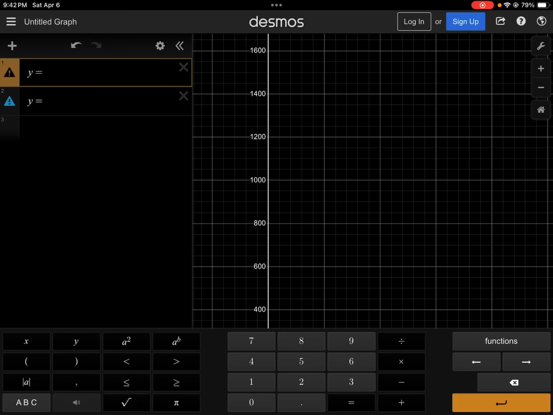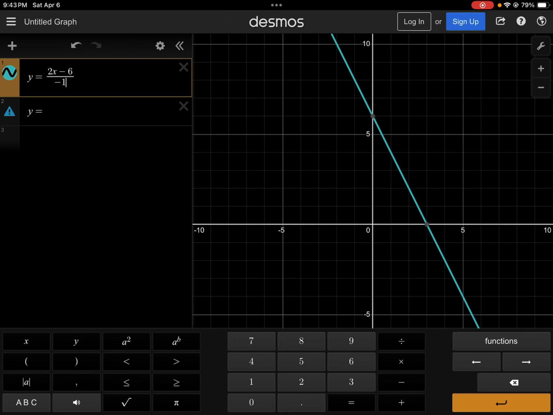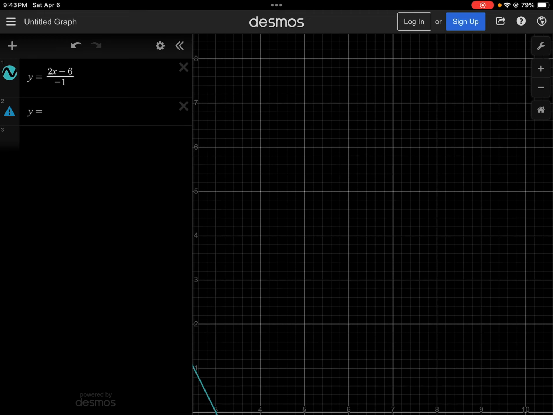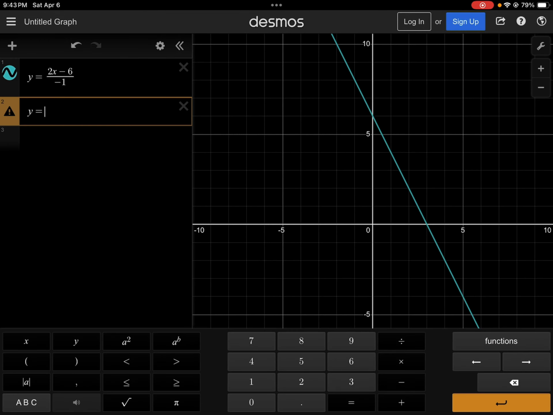You get the fraction line by tapping the division symbol, and now you have 2x minus 6, and at the bottom it was negative 1. Okay, well, where is the line? Here's the line. Tap the home button over here on the right, and then you'll get it. If you accidentally are on the wrong scale, it's going to try to get you, and if not, look for it, because it may be off the screen.